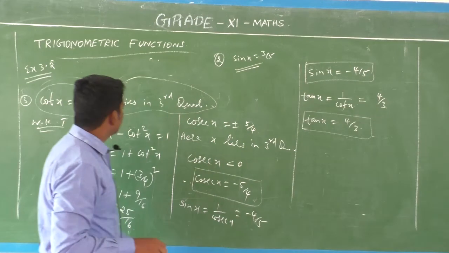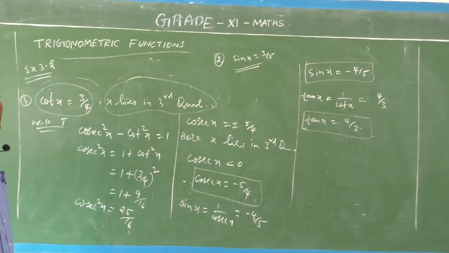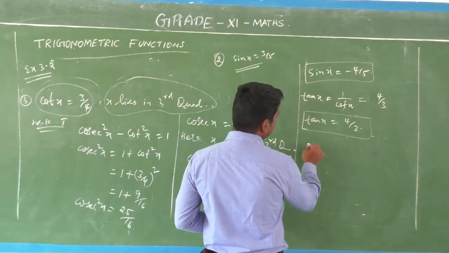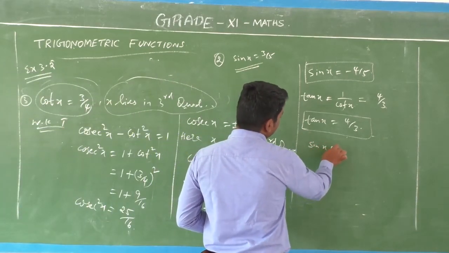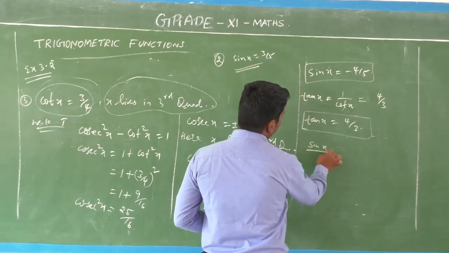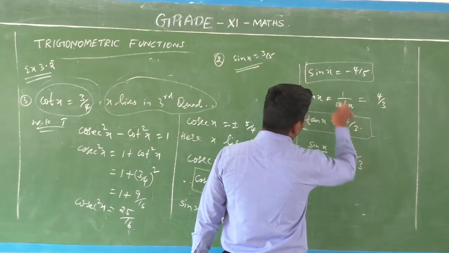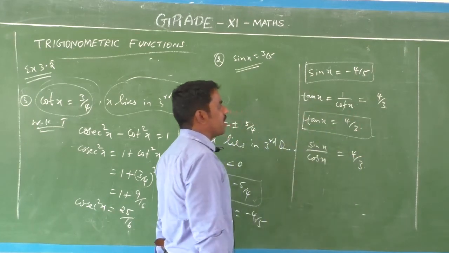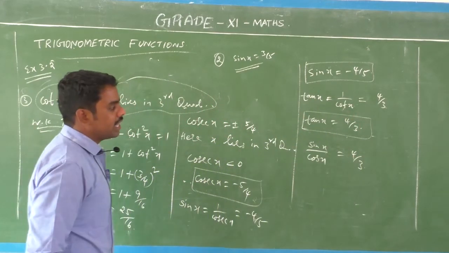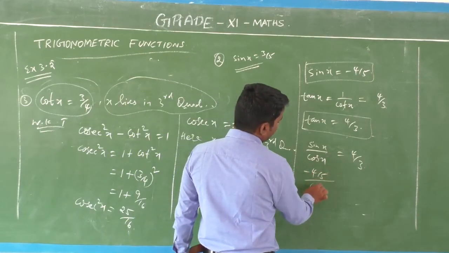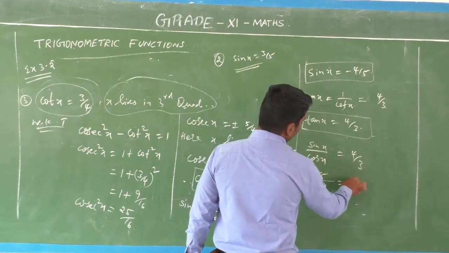We have two other trigonometric ratios, cos x and secant x. Here tan x is sin x by cos x, sin x divided by cos x is equal to 4 by 3. Here the sin x value is minus 4 by 5. Substitute: minus 4 by 5 divided by cos x equal to 4 by 3.